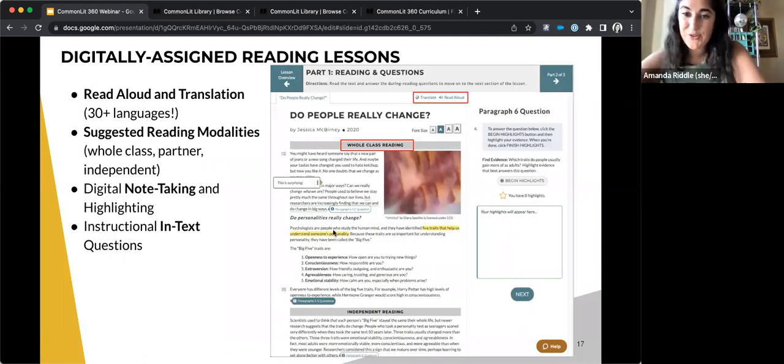What you're looking at here is a screenshot of the digital version. That was the PDF, because there's both for everything. And you still get all of the tools you know and love on CommonLit. Translate in over 35 different languages, read aloud, so text to speech that students can control, as well as suggested reading modalities, where we would suggest starting with a whole class read. You can put that actually on your digital lessons so students know they're starting with a whole class read and then moving to independent. You also can see that students are able to mark up and annotate the text.